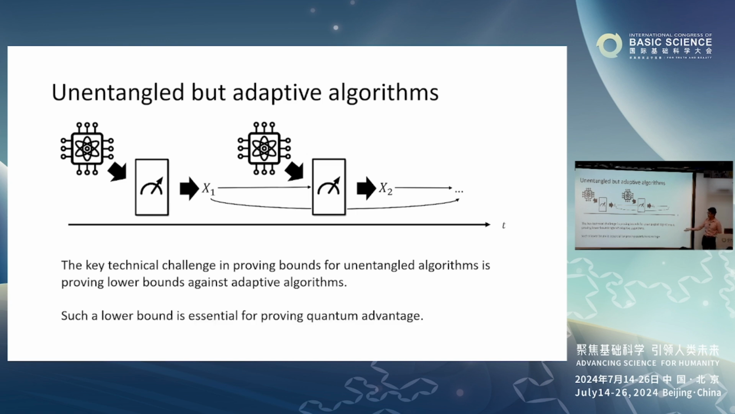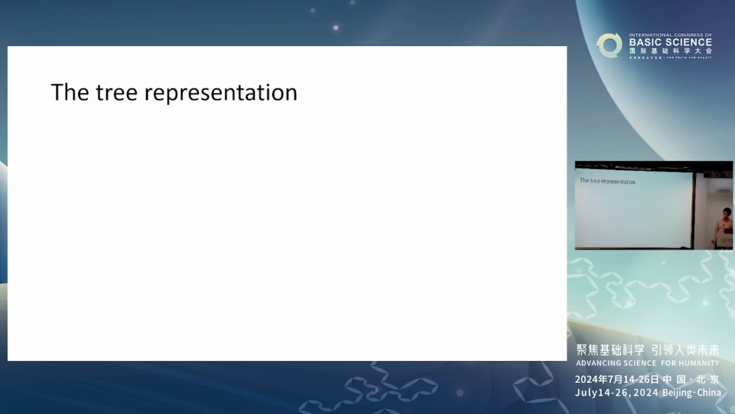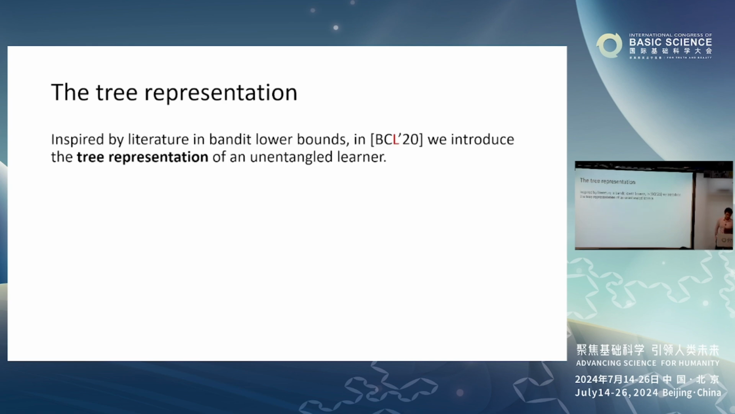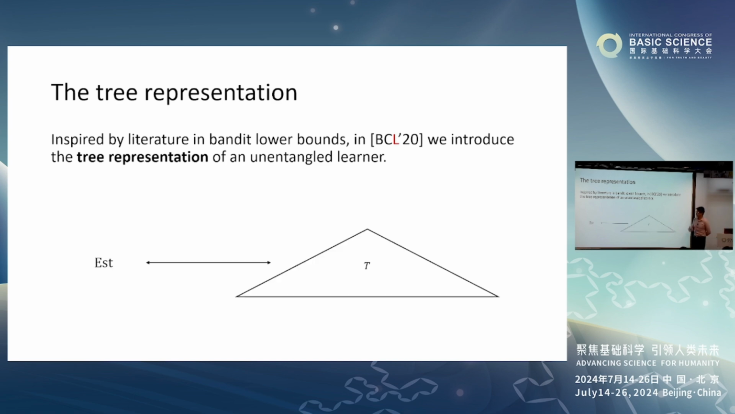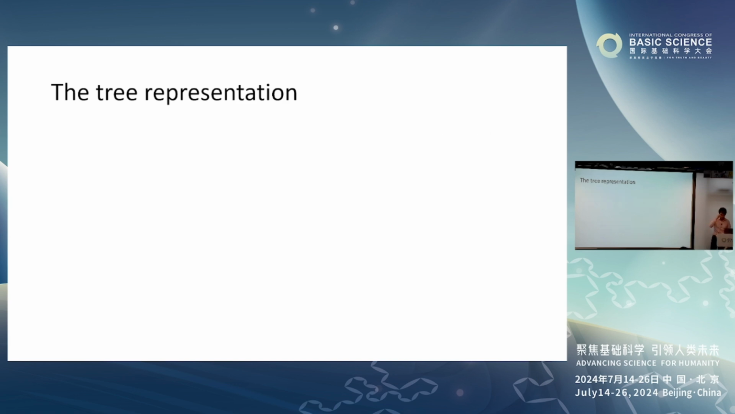But such a lower bound is also important because if I want to prove quantum advantage, I really need to rule out any algorithm that doesn't use quantum memory. Okay, so how do we do this? The first is a fairly simple conceptual idea, inspired by literature on bandit lower bounds. We introduce this notion of a tree representation of any unentangled learner. We take a way of associating any estimator or algorithm with some learning tree. I think the easiest way to explain how we do this is through an example.